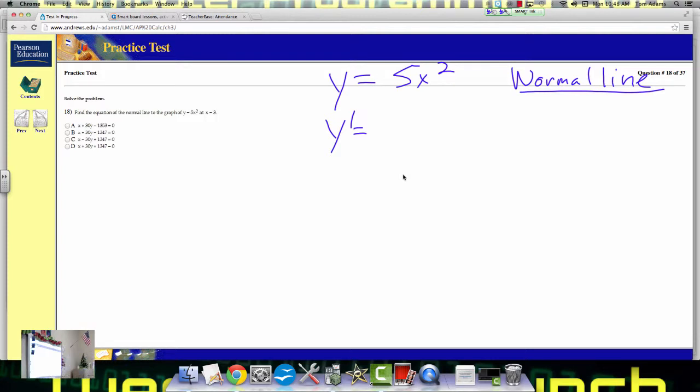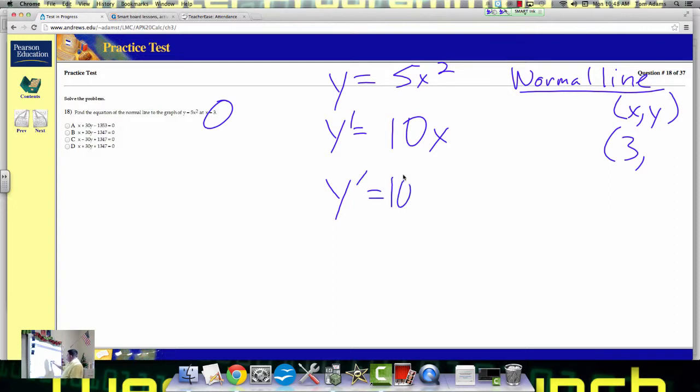Does anybody want to tell me what the derivative is? 10x. Very good, thank you. 10x. Now, the only other thing is that they want us to find the normal line at x equals 3. Okay? So that means y prime evaluated at x equals 3 is 30.